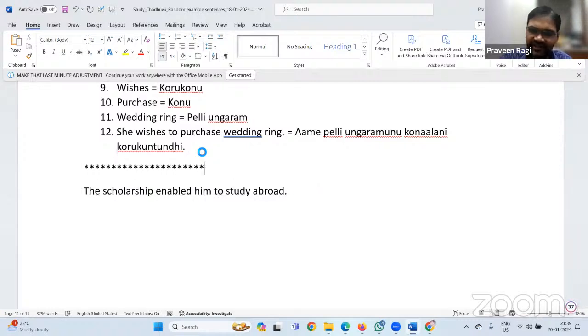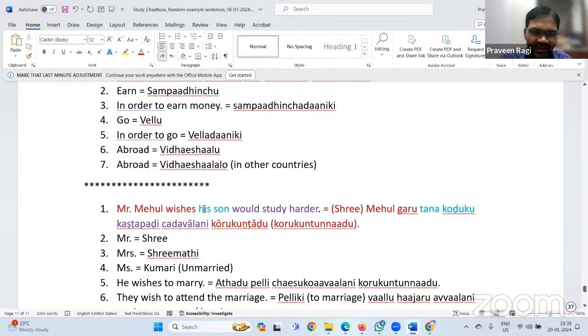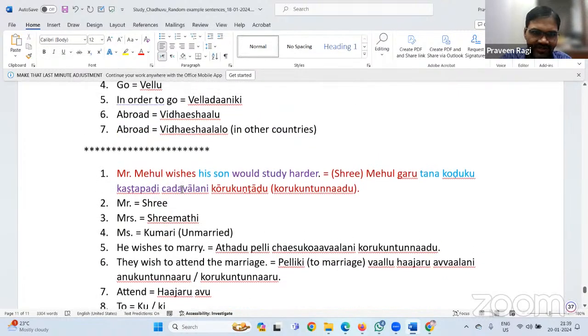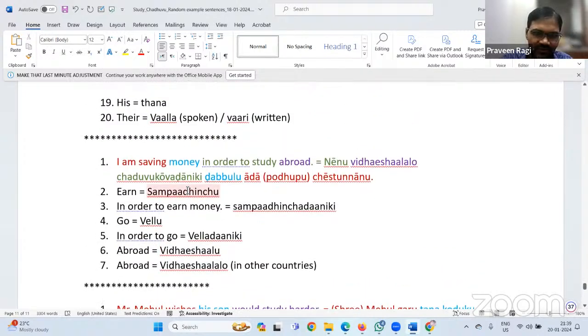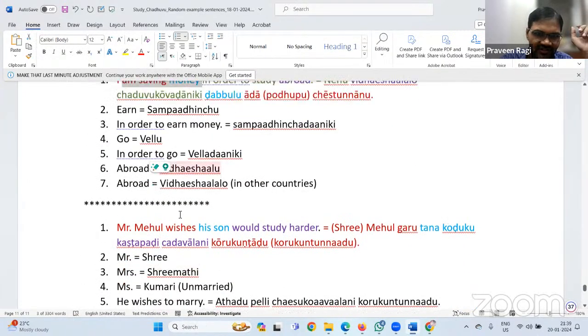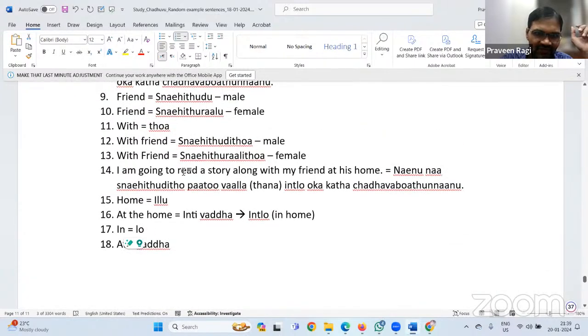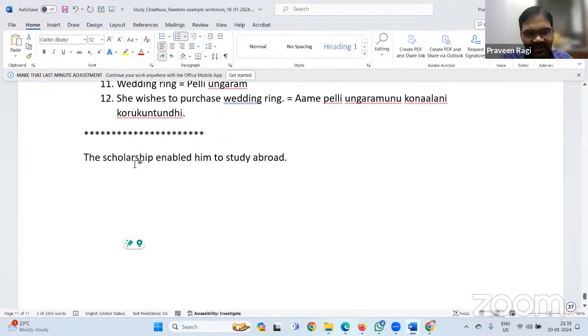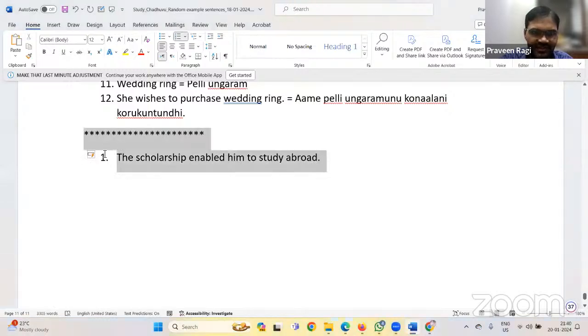I want to start renumbering for the new structure. Because if you look at this document, every structure has some individual explanation, but you will find the video later. Like, this is one structure. This is another structure. You will find dividers in between. So this is also a new structure. The scholarship enabled him to study abroad. This is the sentence. Let's discuss this one.